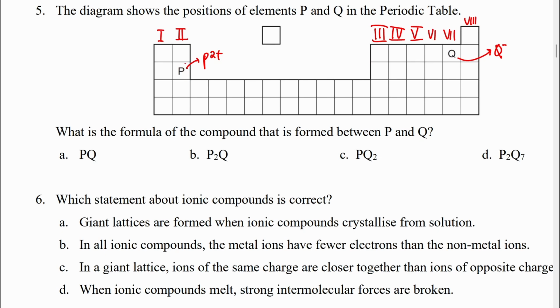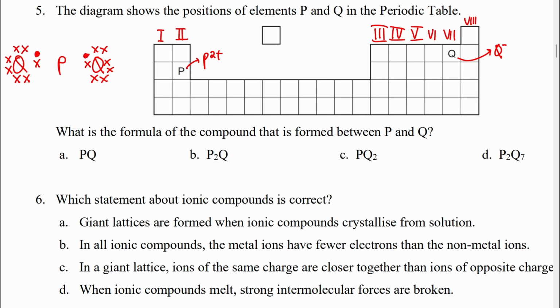How do we draw this one? P will give 2 electrons, right? So in this case, we need 1 P and 2 Q. And because it is group 7, that means it has 7 valence electrons, right? So 1, 2, 3, 4, 5, 6, and 7. The same with the Q in here. So at the end, P will lose 1 electron and give it to Q. So at the end, Q will become stable.